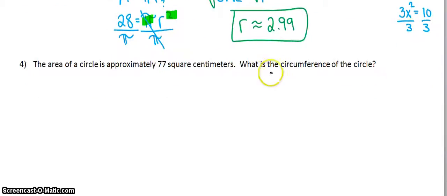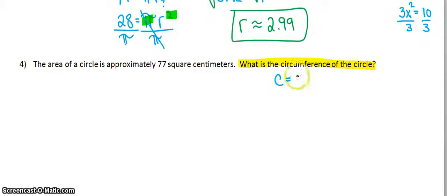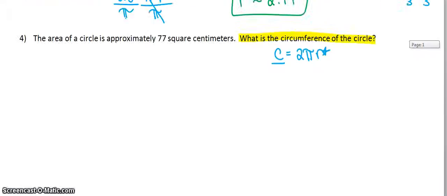Okay, last one's a little bit more challenging because it wants you to find the circumference of a circle, and you're only given the area. If you remember our circumference formula from above, our formula was C equals 2 pi r. So in order to calculate the circumference, I'm going to need to find what the radius is and plug that in. In order to find the radius, I'm going to need to use what I'm given. So I know the area is 77 square centimeters. That's all I know. So that's all I can use to start.